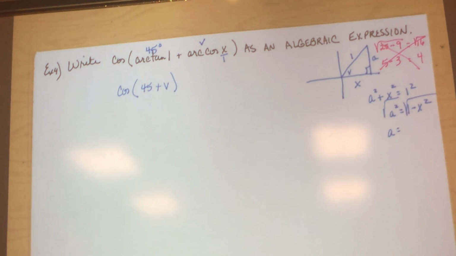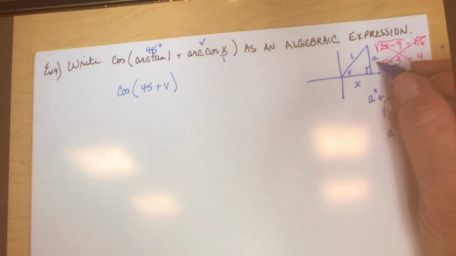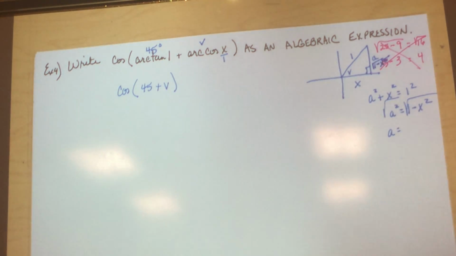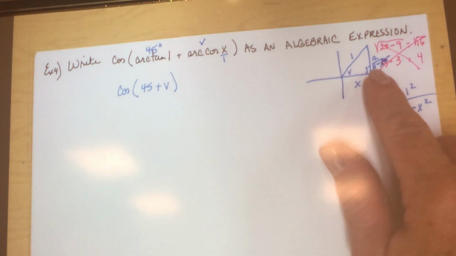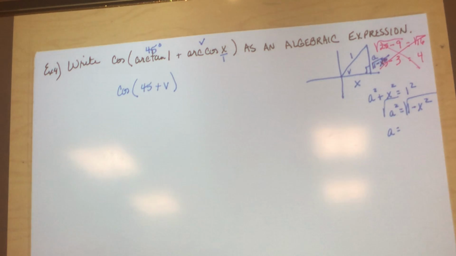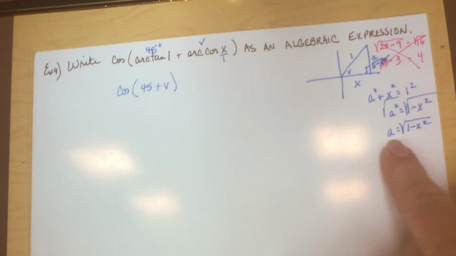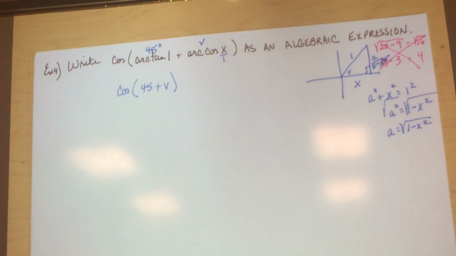All right? So, this side right here is the square root of 1 minus X squared. All right, you with me? What is it? It's this right here. The square root of 1 minus X squared. That's what A is. All right, so now I'm going to expand this guy right here.